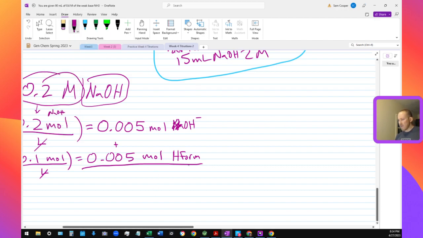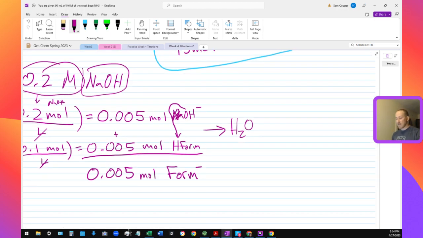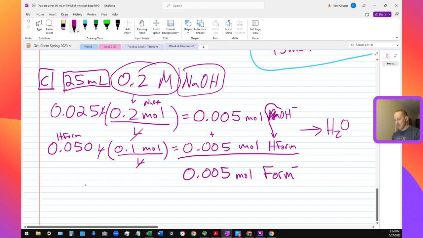What we will have is that all of that will have become conjugate base, formate, HCOO minus, right? Every single last molecule of HCOOH will have had its proton taken by water. So we're going to get that same amount of new water in addition to whatever water was there. And it's going to leave behind that much formate. So this is a base.